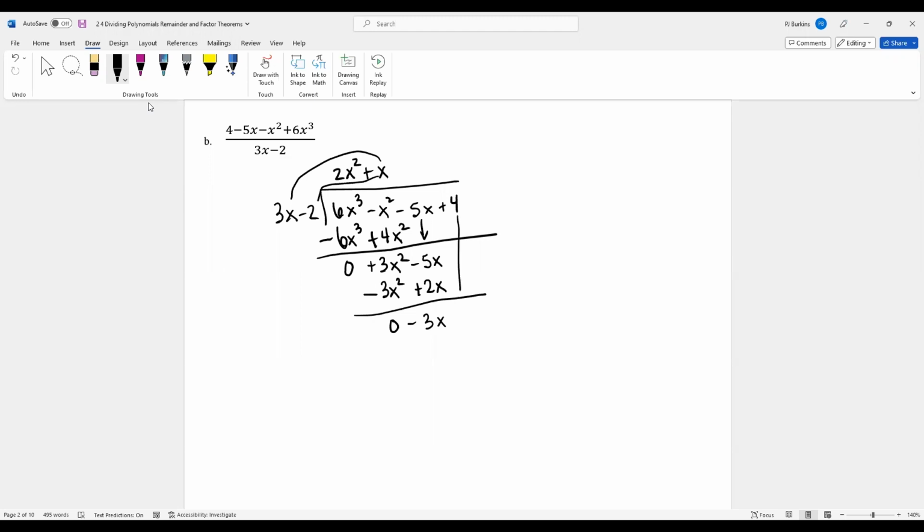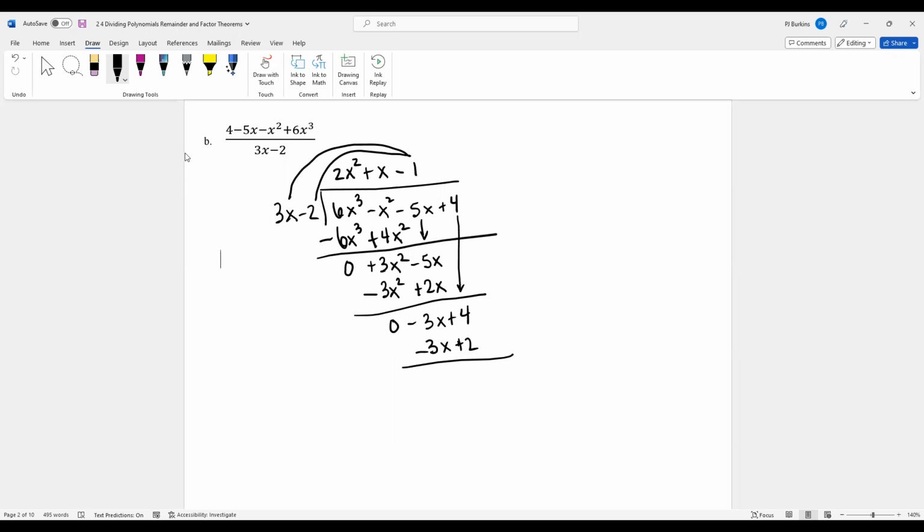Let's bring our 4 down now. And this time I am trying to say, how do I make 3x into negative 3x? To do that, I would need to multiply by a minus 1. So I have 2x squared plus x minus 1 up top here. I would take this negative 1, multiply it by everything in my divisor. That's going to give me minus 3x plus 2.